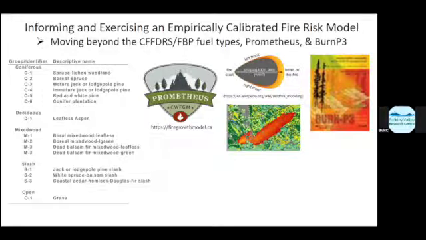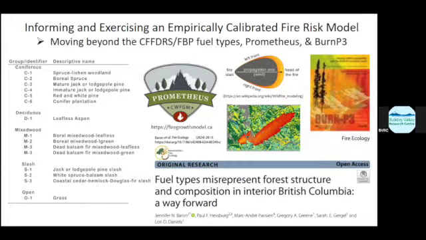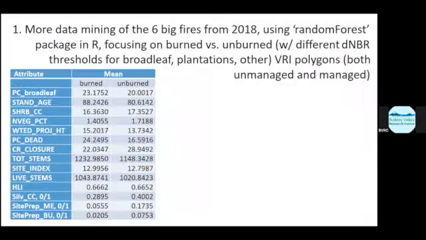So the problem is this grouping. How do we classify our BC forests into this by now obsolete set of categories from the boreal? And some recent research came out of UBC testing it for the southern interior. And it's right there in the headline: forest types misrepresent forest structure for purposes of fire behavior prediction. So our approach was to just go with the empirical evidence, what burned and didn't burn in the 2018 wildfires.